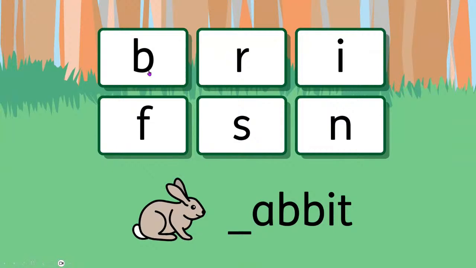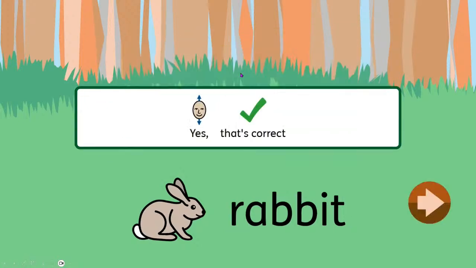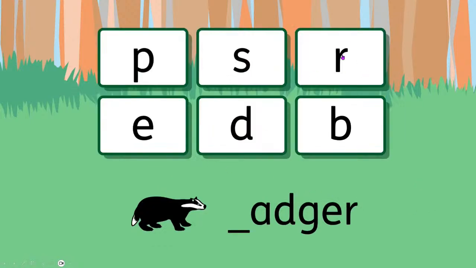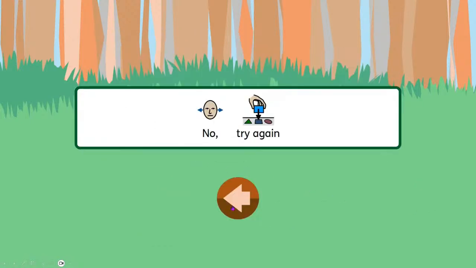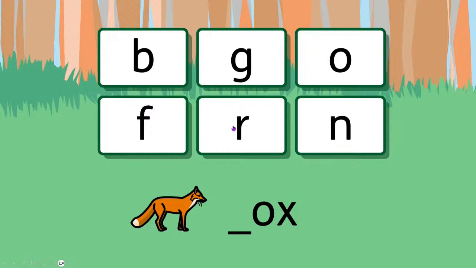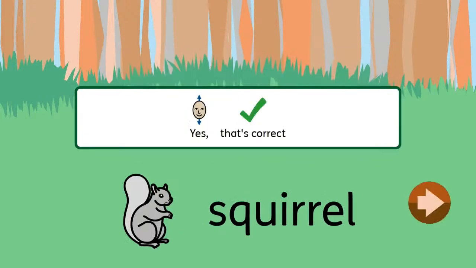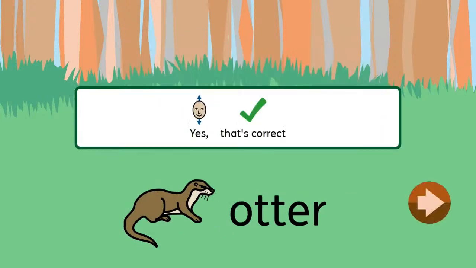So now if I get this wrong, it tells me no, try again. If I get it right, it tells me yes, that's correct, gives me the correct spelling, and then I can move on. So this one we know is wrong, this one we know is right, and so on and so forth. So it makes it a very interactive resource. I'm just going to move on to the end, and you can see what happens at the end.